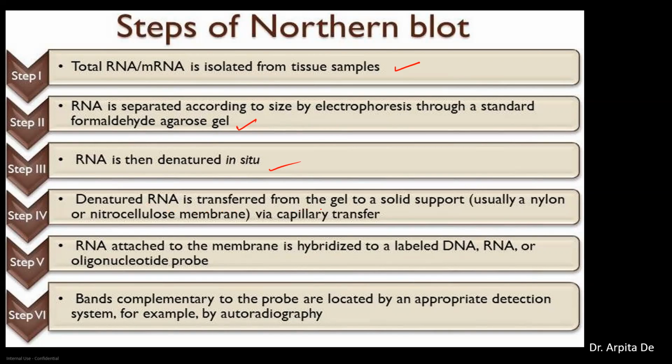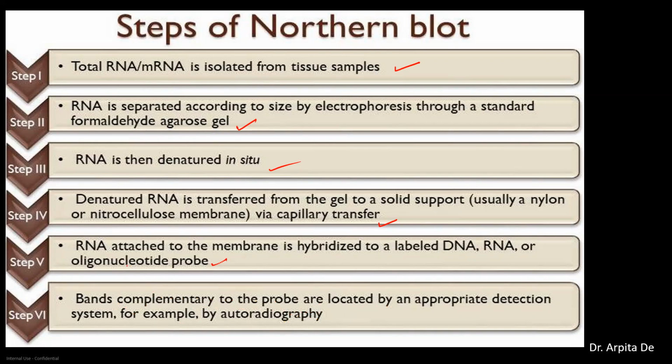Denatured RNA is transferred from the gel to a solid support, which is usually a nylon or nitrocellulose membrane via the capillary transfer method. RNA attached to the membrane is hybridized to a labeled DNA, RNA or oligonucleotide probe. This is very important for detection purposes. Bands complementary to the probe are located by an appropriate detection system, for example, by autoradiography.